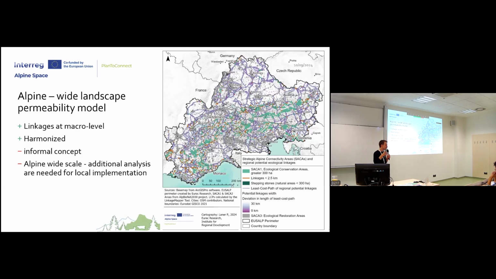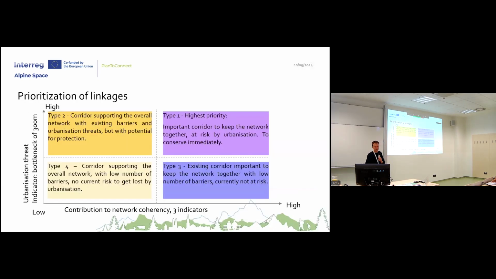And this would be the whole picture of an alpine ecological potential network. So here we can see the linkages at macroregional level. They are harmonized by one methodology, but obviously this is just an informal concept. And for an alpine-wide scale, it is very hard to have a very detailed level of analysis. So for local implementation, additional analysis is needed for each of these corridors. But then we also wanted to find out which of such many corridors have a high priority.